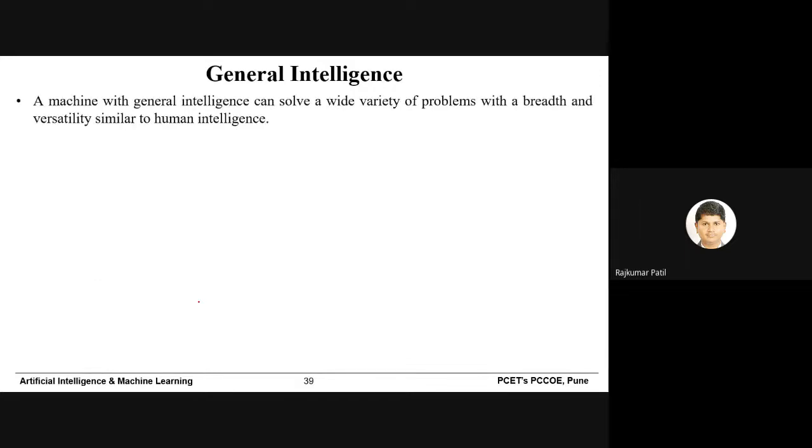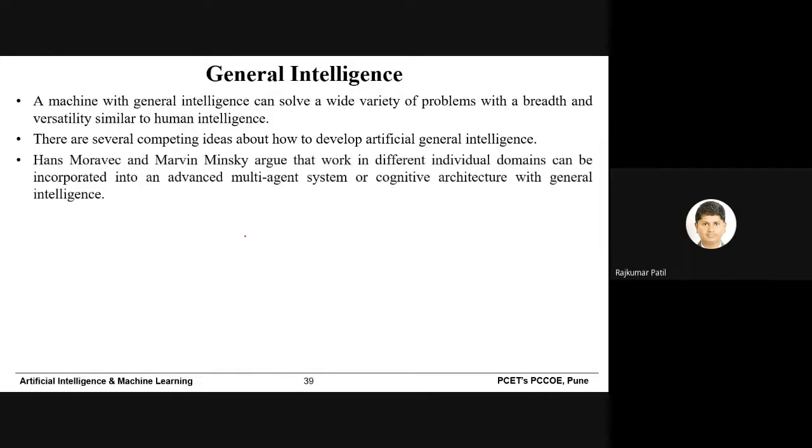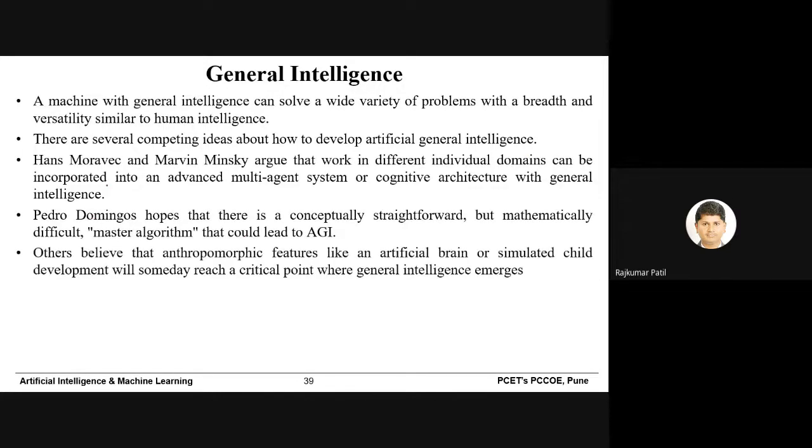Again, along with social intelligence, general intelligence is also there, where a machine with general intelligence can solve a wide variety of problems with a breadth and versatility similar to human intelligence, doing simultaneous activities. So these are the examples of general intelligence. There are several competing ideas about how to develop artificial intelligence, especially when we are dealing with general intelligence. So a lot of research is going on in this particular direction.